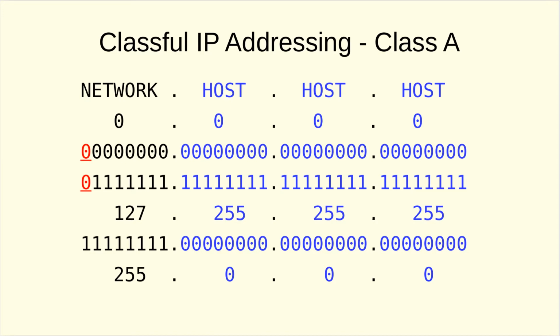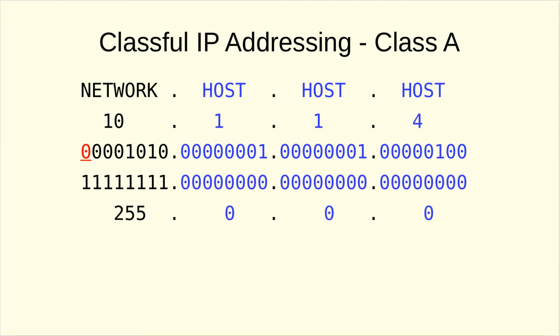And the Class A network will have a default subnet mask. It's very easy to calculate the default subnet mask. All we do is we convert all of the network bits, in other words the first octet, into ones, which gives us 255 in decimal. And we leave the host bits set to zeros, which gives us 3 zeros. So the default subnet mask for a Class A address is 255.0.0.0.